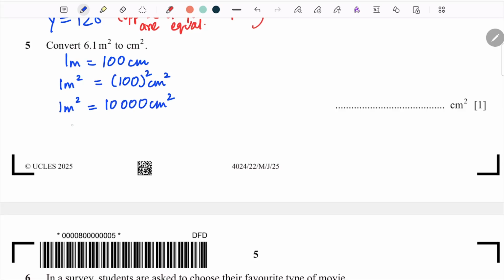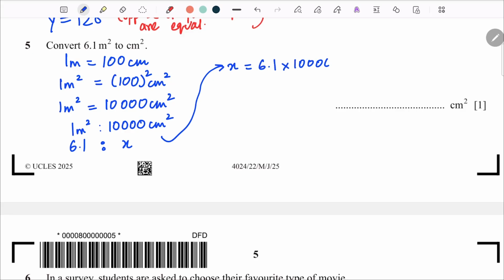Now if we solve it using ratios, 1 meter square ratio 10,000 centimeters square. So 6.1 will be equal to x. When we multiply 6.1 by 10,000, we'll get the answer 61,000 centimeters square.